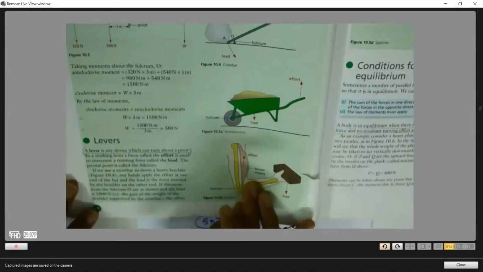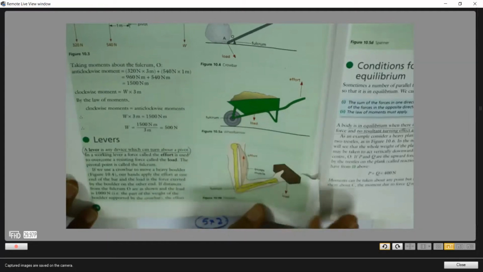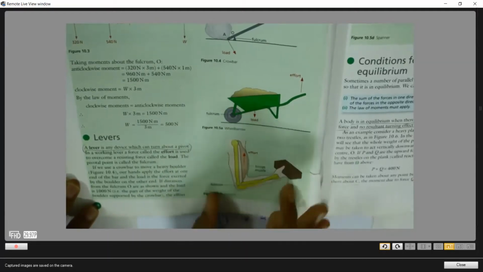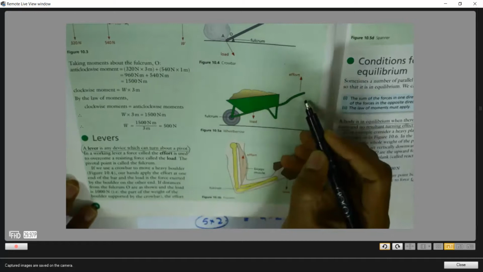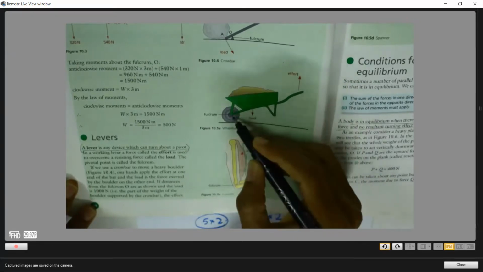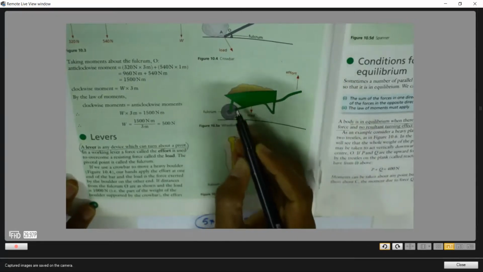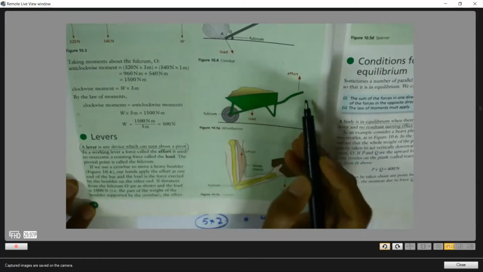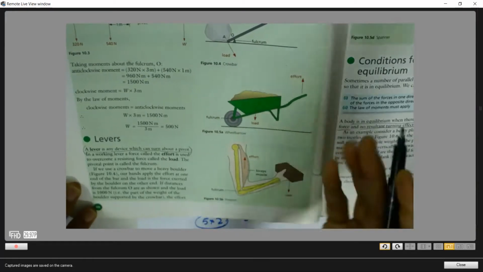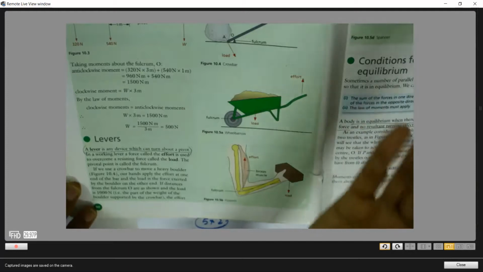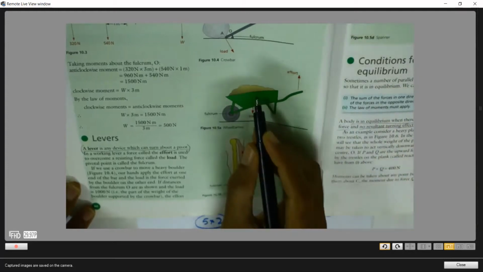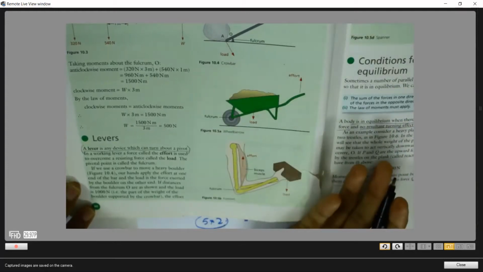It's the same phenomenon of the turning effect of force or the moment. Okay, so in the case of this wheelbarrow, the fulcrum is the center of this wheel. The effort, I mean the force with which you hold or lift the barrow, is the effort, and the weight of the wheelbarrow is the load.